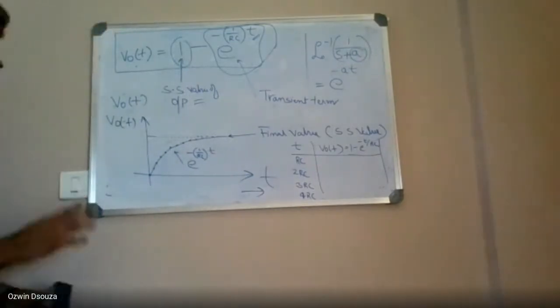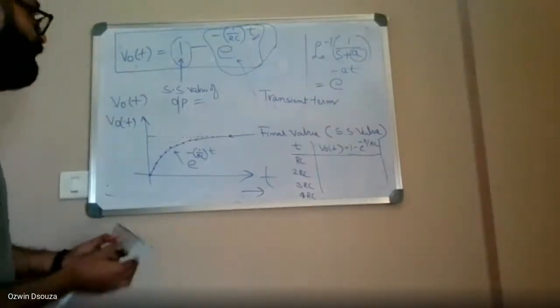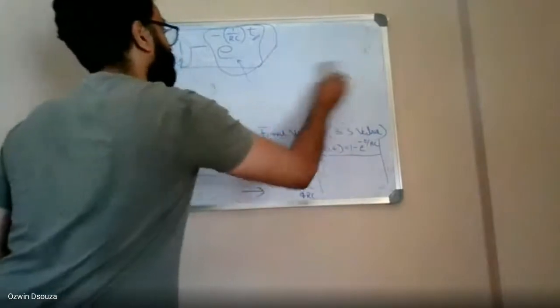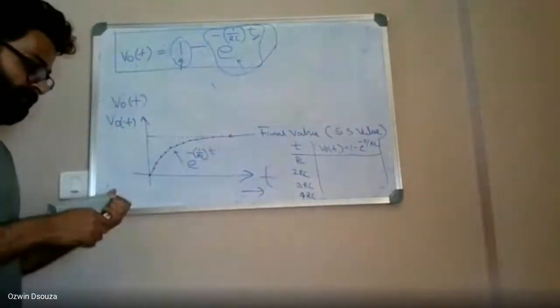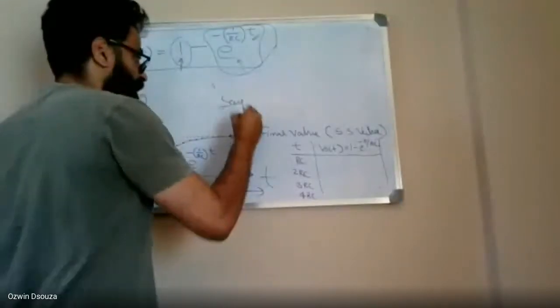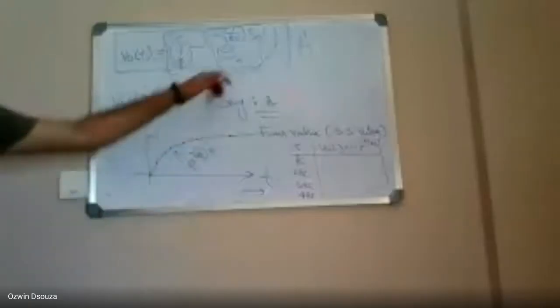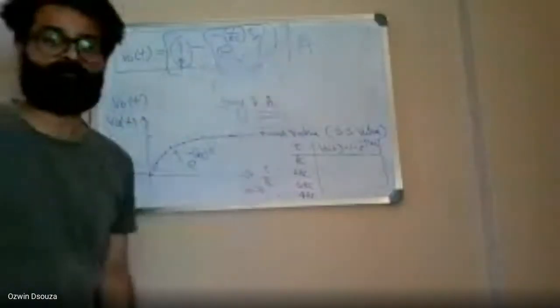So in this problem, we have considered the unit step function. Instead of the unit step function, if you had been given an input with amplitude A, then your output would have been simply this times A. This is called scaling. So you can just scale up the output by multiplying with the amplitude of the input.